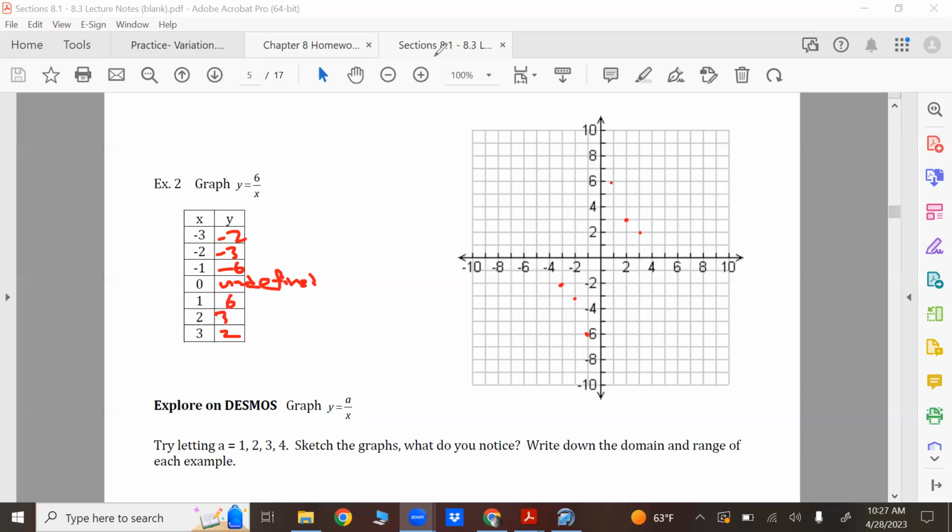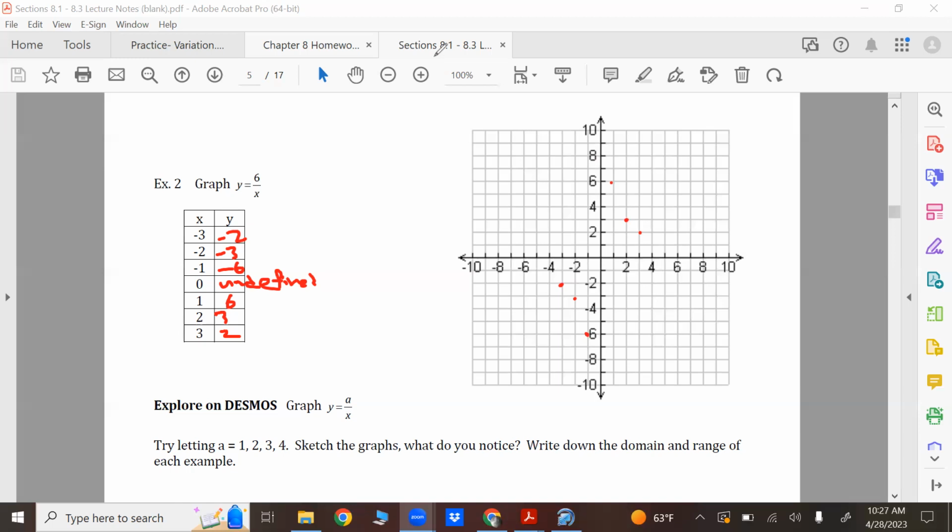And of course, you can't plug in 0, right? If I plug in super small numbers, what if I plug in something really small? Like, say 6 over 0.0001, I'm going to get 60,000, right? I think I got that right. So if I put in a super small number, it gets really close to the y-axis, but it doesn't cross it, right?